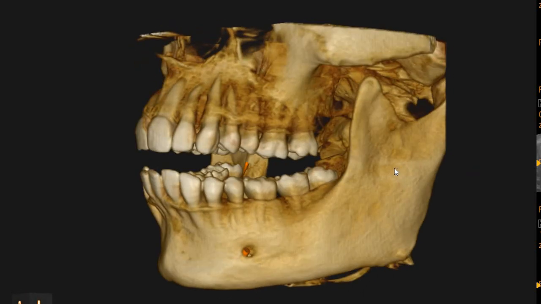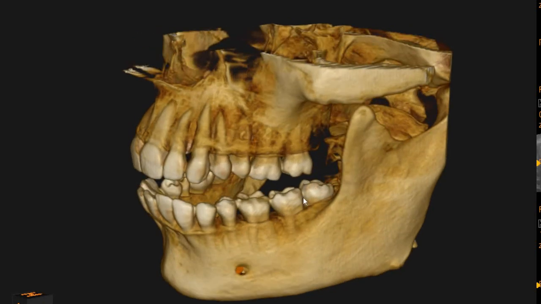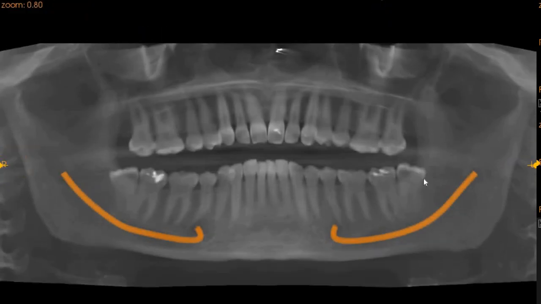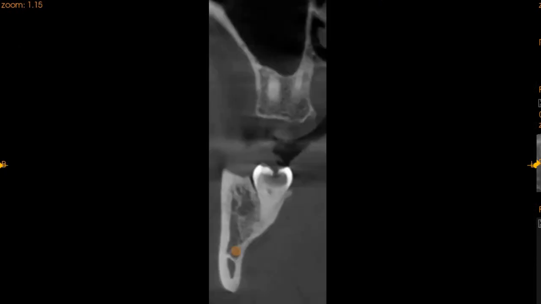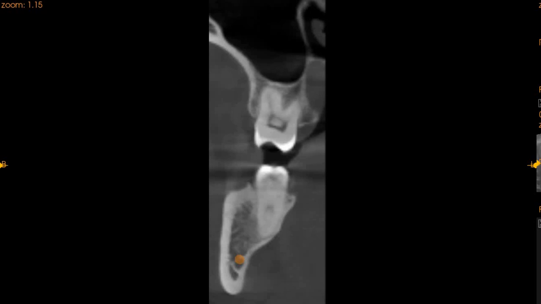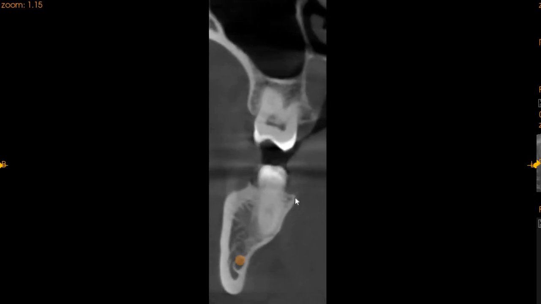This is the CBCT of the patient that you had requested. The area of interest is the lower left 8 and its association with the inferior alveolar nerve. On the panoramic view, we can see that the inferior alveolar nerve is in close approximation. But on the transaxial view, which is basically the proximal view, this is the wisdom tooth. This is the inferior alveolar nerve.